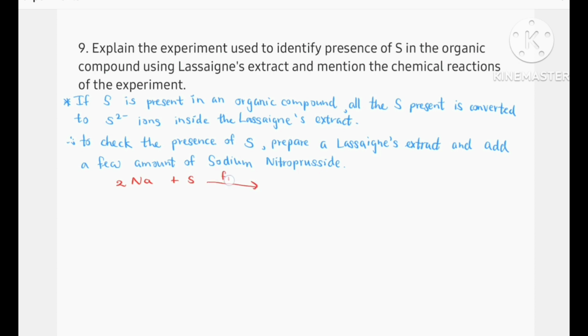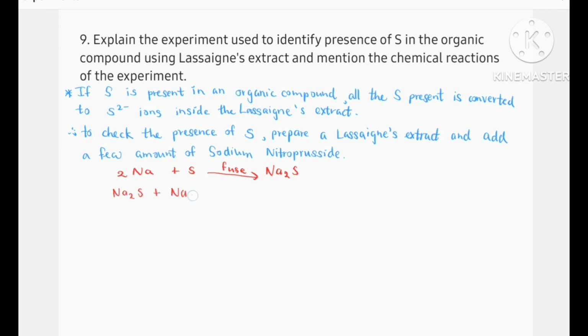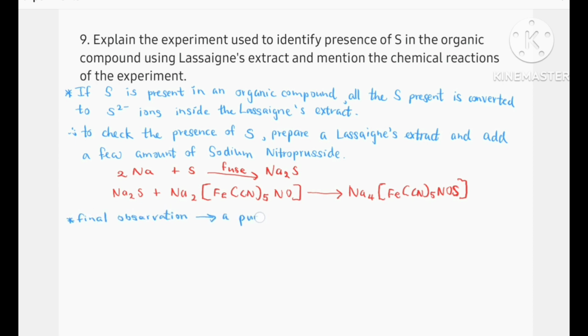This is the chemical reaction for the formation of sodium sulfide. This is the chemical reaction of sodium sulfide with sodium nitroprusside. The final observation of this experiment is a purple colored solution.